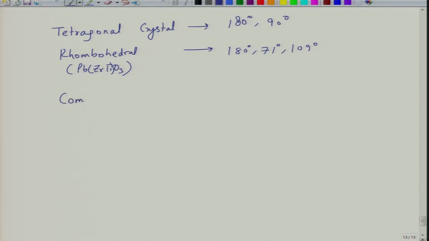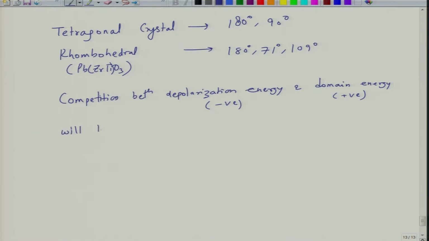Okay. So, as I said, it is a competition between the depolarization energy, which minimizes the electrostatic energy, and the domain wall energy or the domain energy. One is negative, another is positive, and this will lead to a stable domain size, which means we need to deal with the energetics of the process.